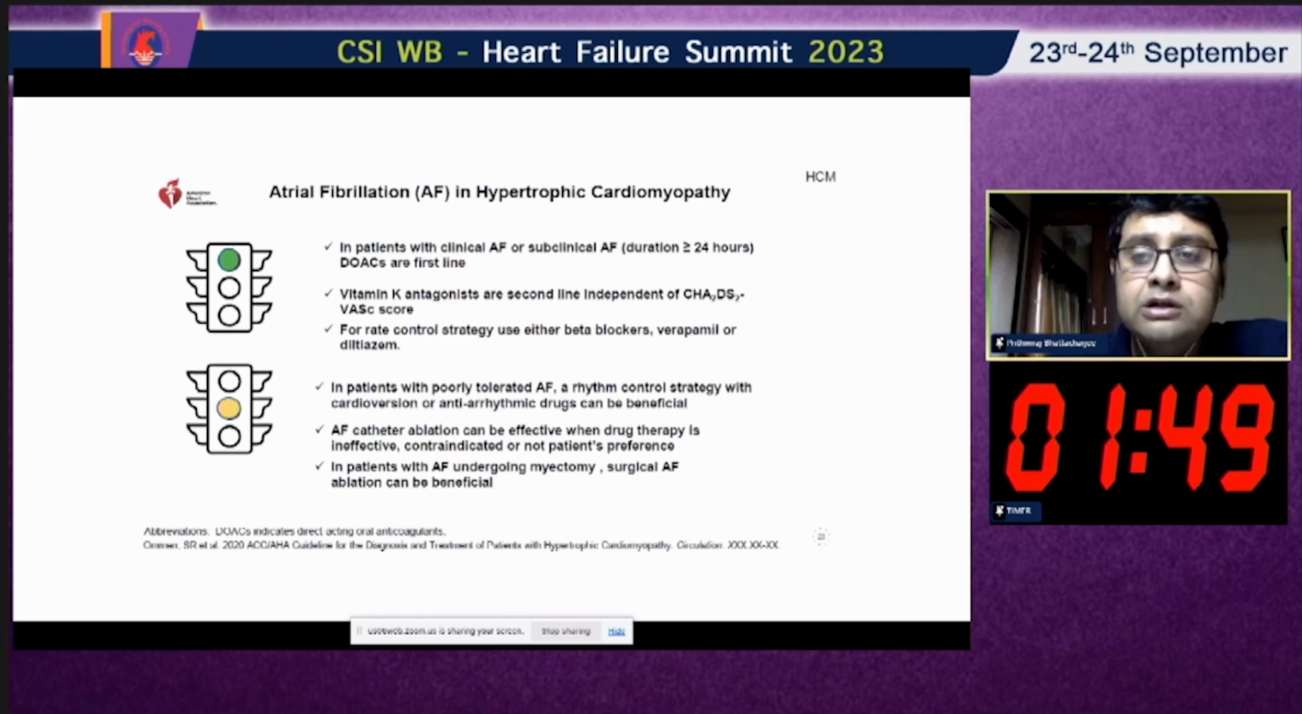Oral anticoagulation as per ESC guideline, and the current guideline also, states that patients with HCM must receive oral anticoagulation as a class 1B indication, irrespective of CHA2DS2-VASc score.